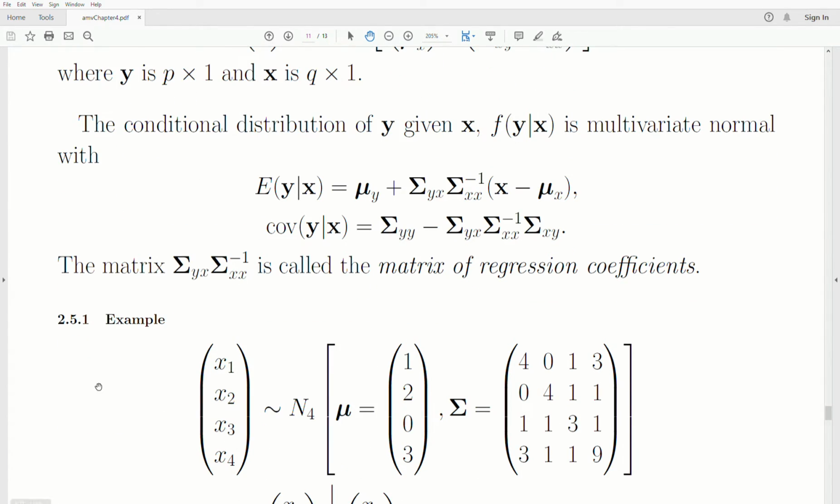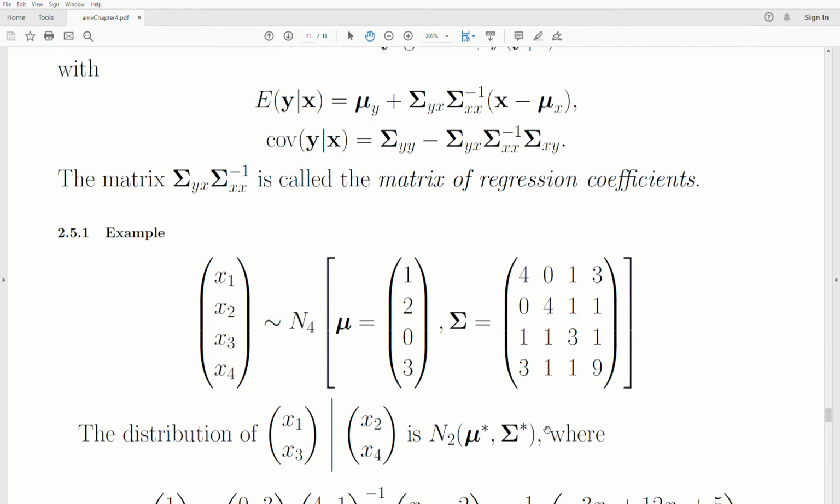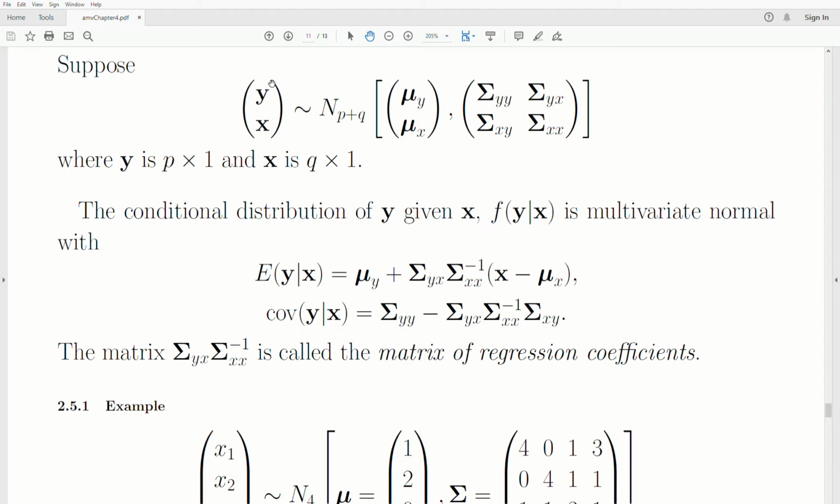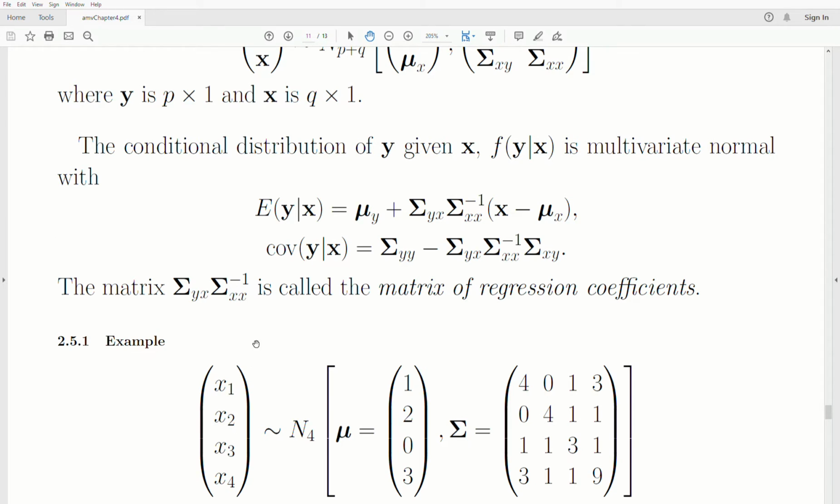Let x1, 2, 3, and 4 be distributed multivariate normal, 4 components, mean vector 1, 2, 0, 3, and the variance covariance matrix as is on the screen. Now we want the distribution of y, or x1, x3, given x2, x4. Now notice it's not perfectly partitioned like the formula, where all the components of y are at the top and all the components of x are at the bottom. This is kind of separated.